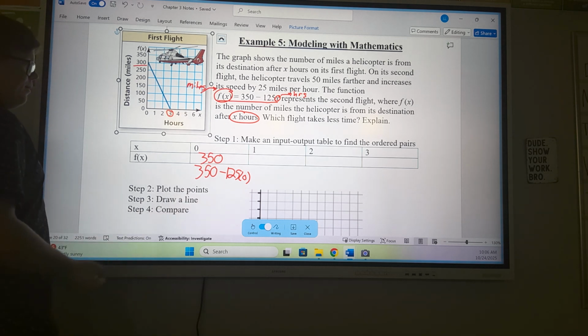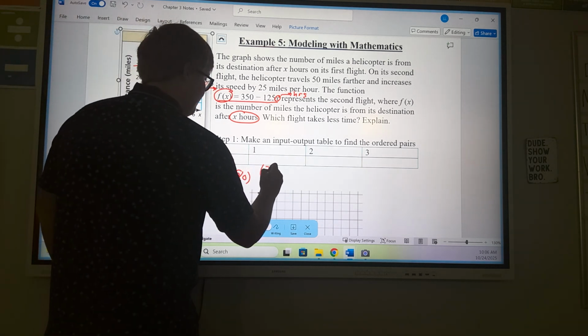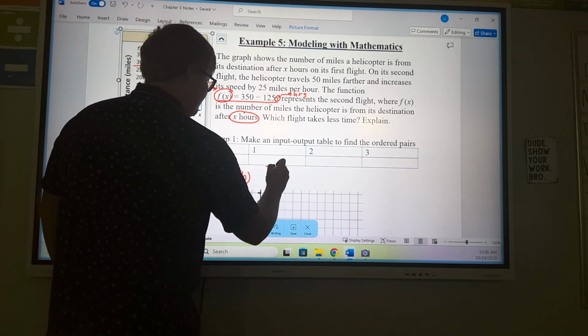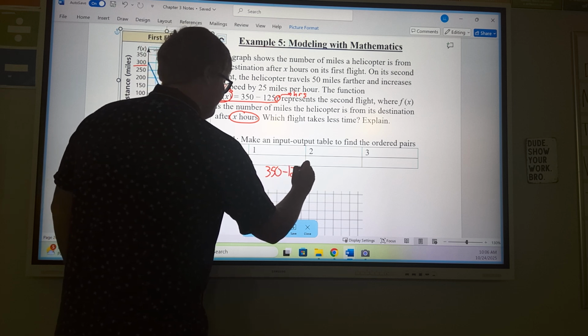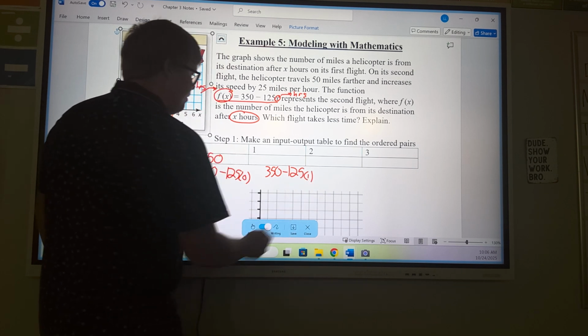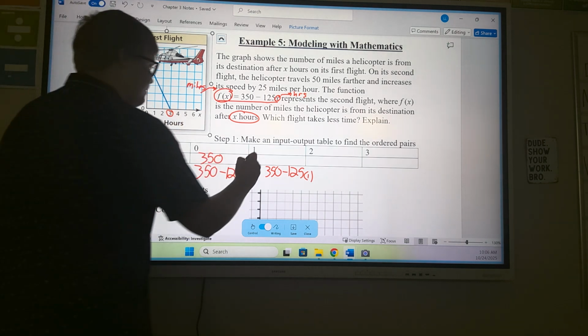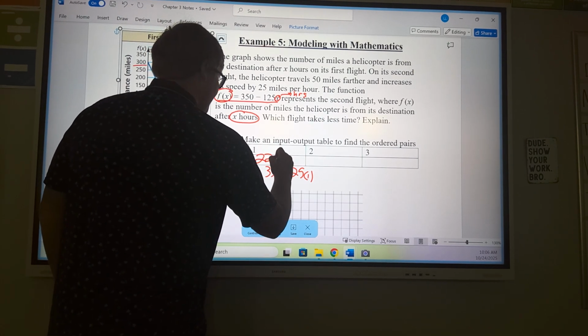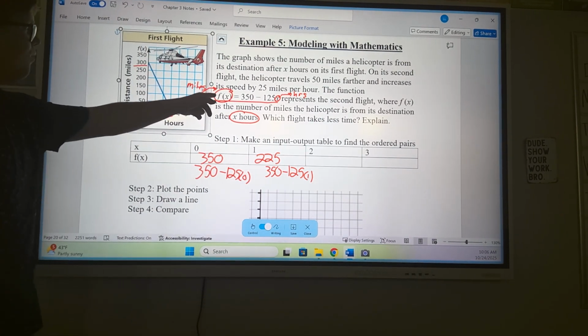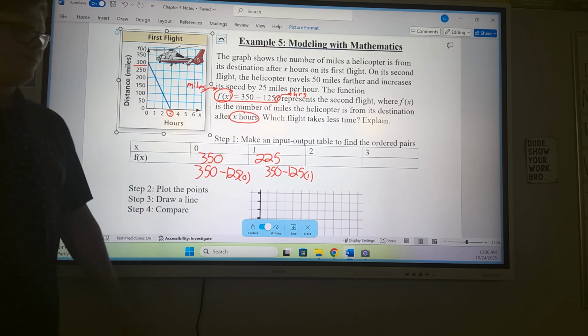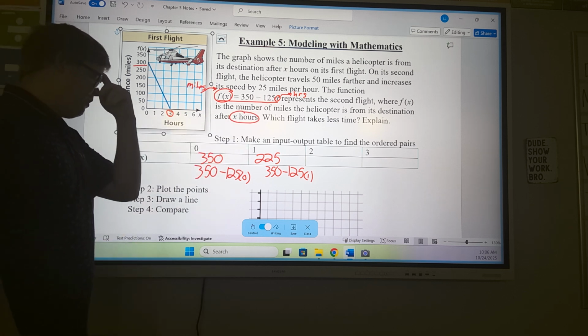Okay? Now we do 1. We have 350 minus 125 times 1. Negative 125 times 1 is negative 125. 350 minus 125 is 225. And again, we know it's a linear function because we have y equals mx plus b, right? So now we know that we can find a rate of change.